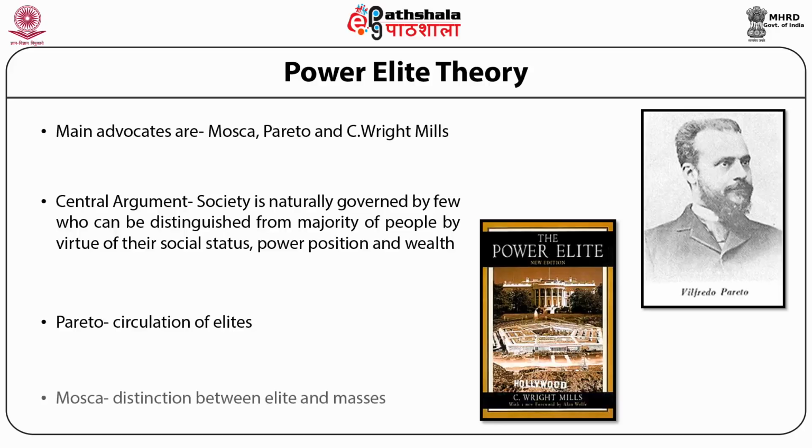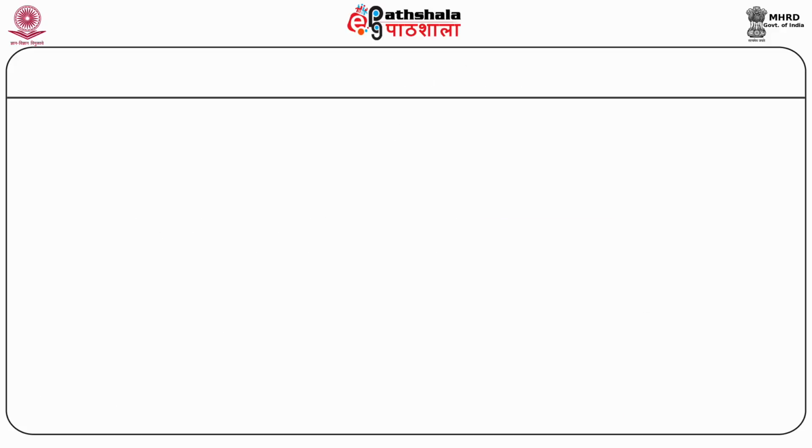And finally, Mosca makes a clear distinction between elites and masses in view of the position that these two social categories assume in the society. While elites are different by virtue of their social status, power, and position, masses are considered to be incapable, ignorant, and do not have the capacity of exercising power and control in politics and society.